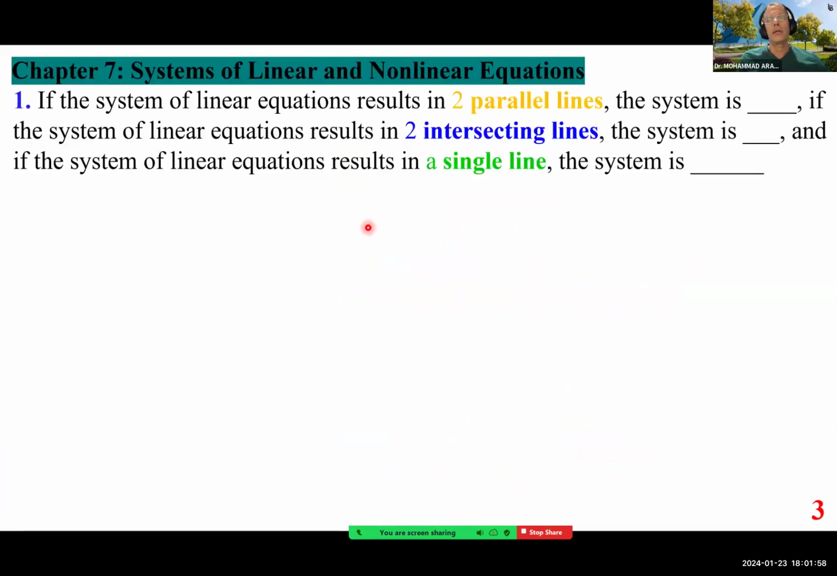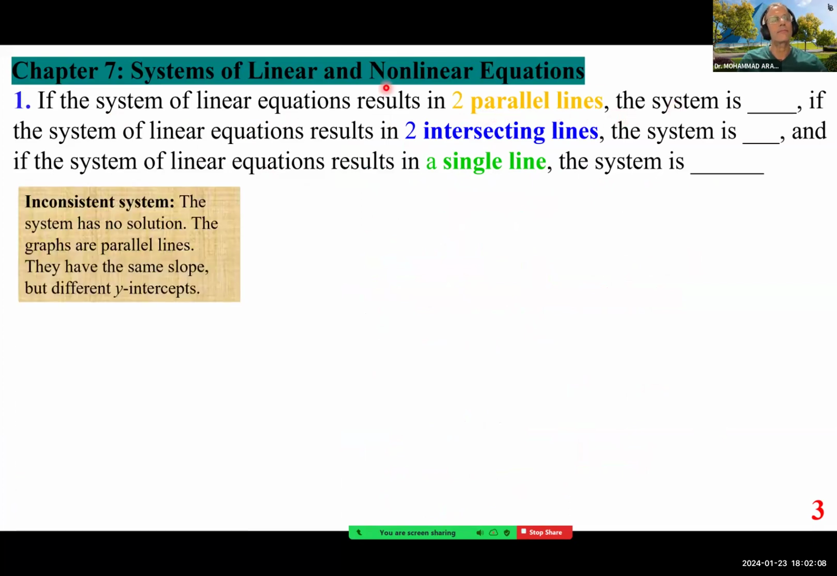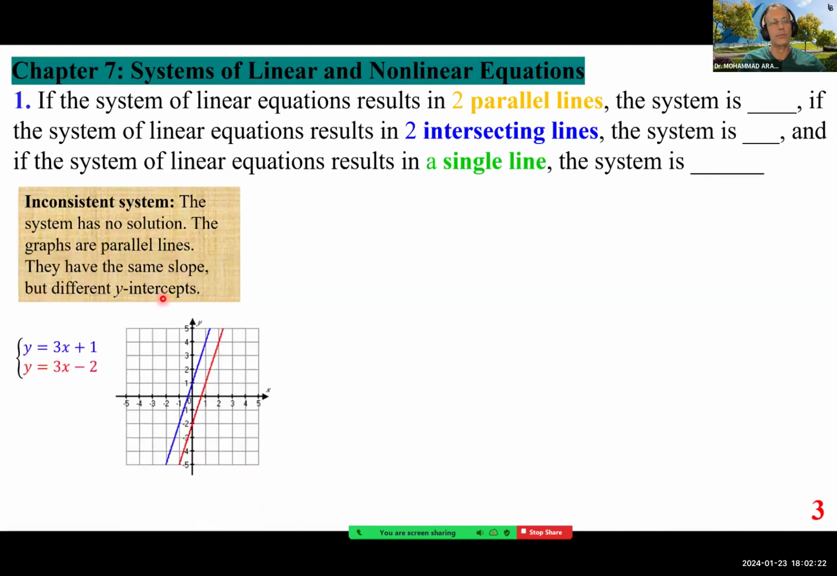So let's look at some of the definitions we've seen. If the system of linear equations results in two parallel lines, the system is an inconsistent system. The system has no solutions. The graphs are parallel lines. They have the same slope, but different y-intercepts.